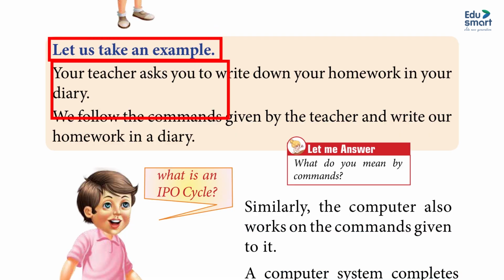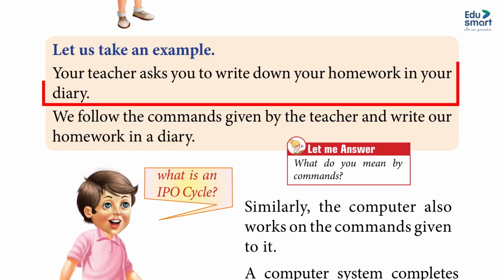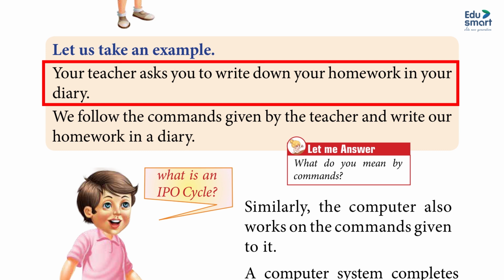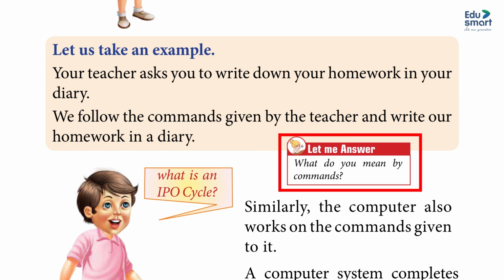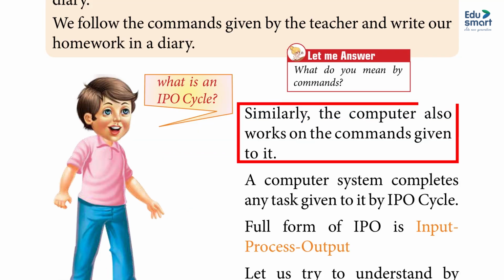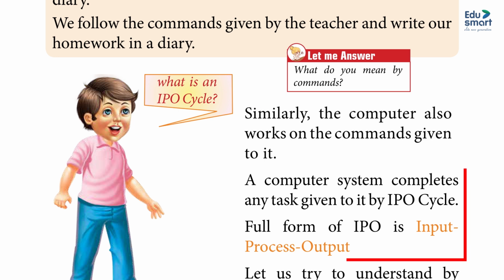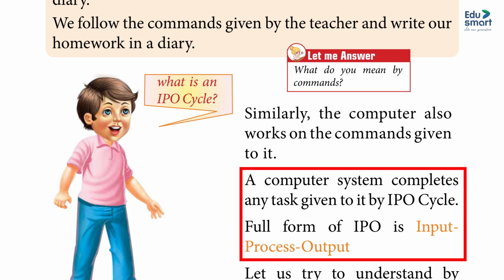Let us take an example. Your teacher asks you to write down your homework in your diary. We follow the commands given by the teacher and write our homework in a diary. Let me answer. What do you mean by commands? Similarly, the computer also works on the commands given to it. A computer system completes any task given to it by IPO cycle. Full form of IPO is input, process, output.